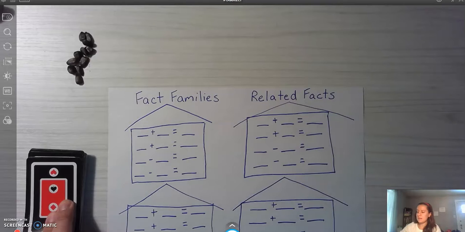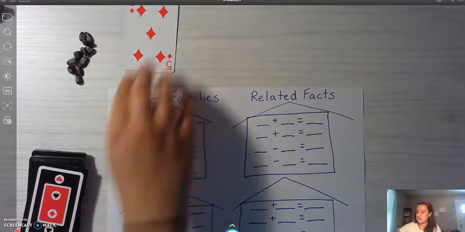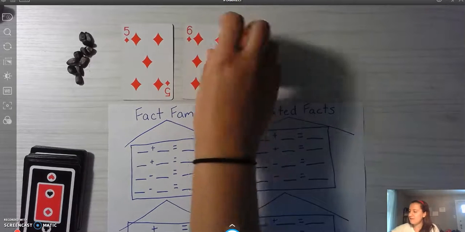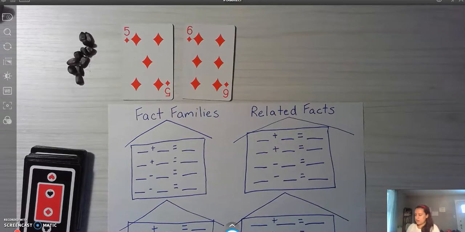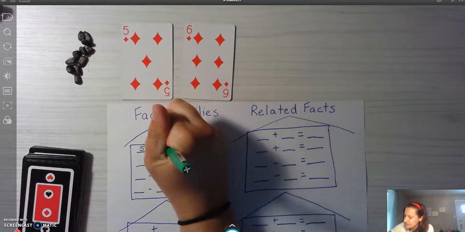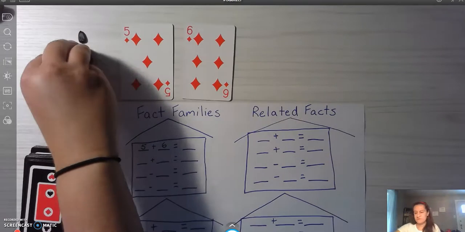So first off, I'm going to pick two numbers and they're going to create my first number sentence. So I have off the top of my deck 5 and 6. So what I want to solve is 5 plus 6. Now you may already know the answer to that. That's okay. I'm going to show you what to do if you don't.